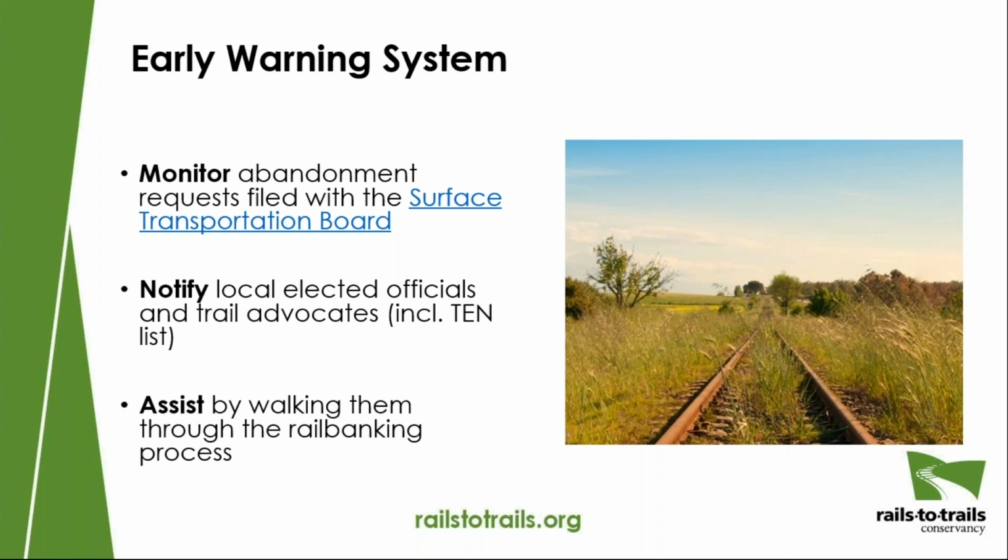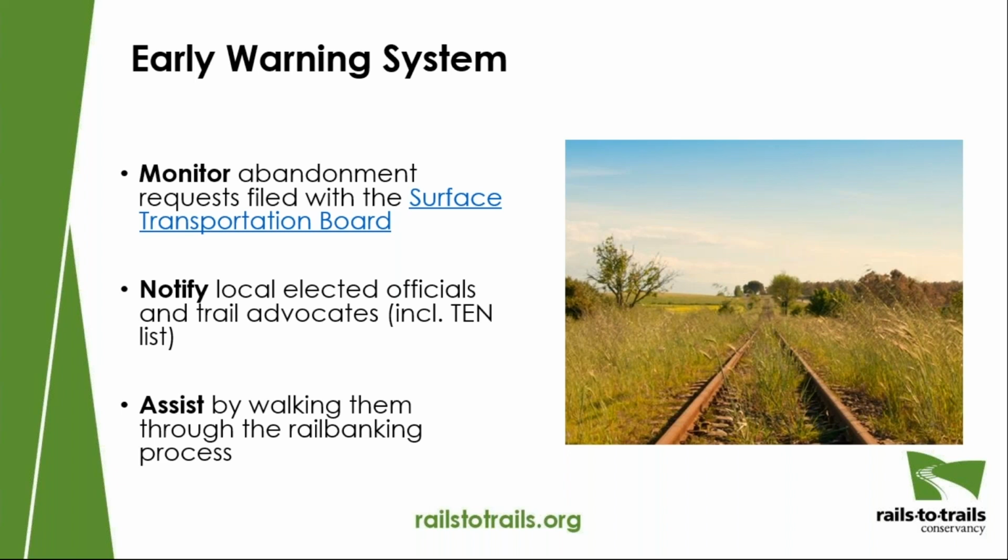I'd like to tell you guys about our early warning system now. The early warning system is a service of Rails to Trails Conservancy that provides timely information about rail abandonments to allow communities to pursue corridor preservation and future trail use. There are three parts to this.